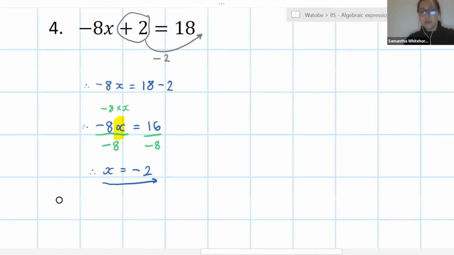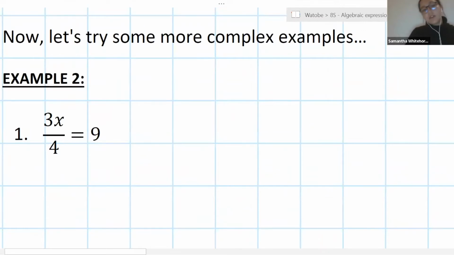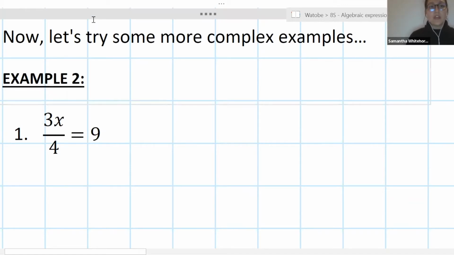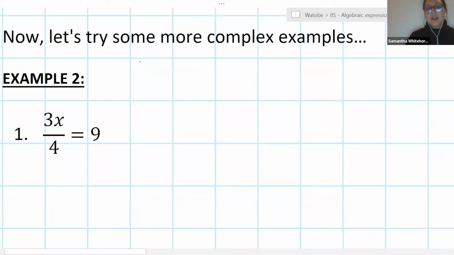Let's have a look at this first example, the slightly harder ones. We've got 3x divided by 4 equals 9. As long as you know what operations are happening in your equation, you will be absolutely fine. When you've got a fraction, what we want to deal with first, and I don't know if you were here in the last lesson, we ended off with a fraction question, is the denominator. If we can get rid of that denominator, it means that we don't have a fraction anymore. And if we can avoid fractions, that is goal number 1.